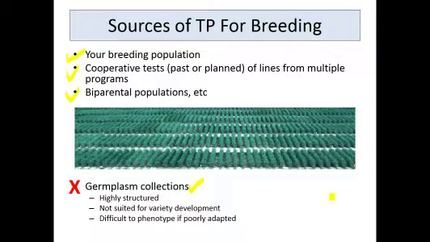I think of genomic selection as a variety development tool, and germplasm collections can actually be very difficult to phenotype if many of the individuals in the collection are poorly adapted. So that presents a lot of problems. I would try to avoid germplasm collections for doing genomic selection. They're good for maybe finding genes and doing association analysis, but really not well suited for genomic selection.